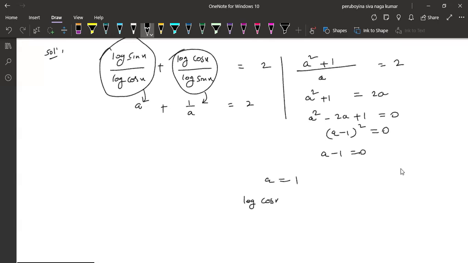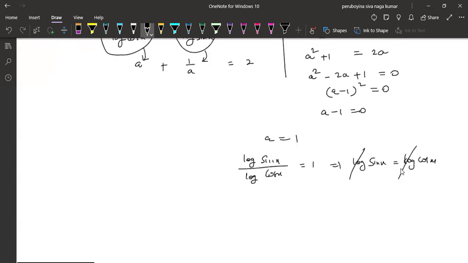A is nothing but log sin x or cos x, no problem. Okay, we will write sin x only. Why did we change the pattern? So log sin x by cos x is equal to 1. Of course, log sin x is equal to log cos x. We already learned that if single logarithms exist on both sides, you can cancel. So sin x is equal to cos x.